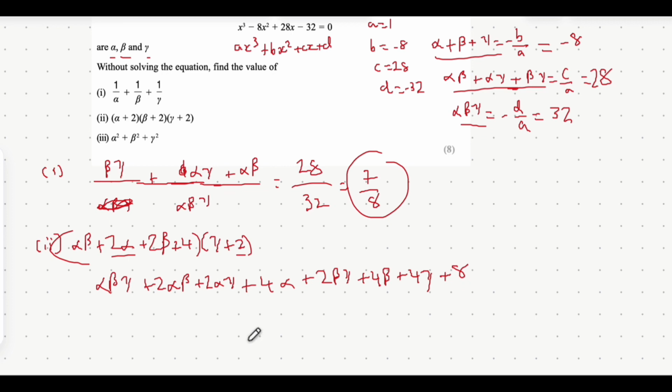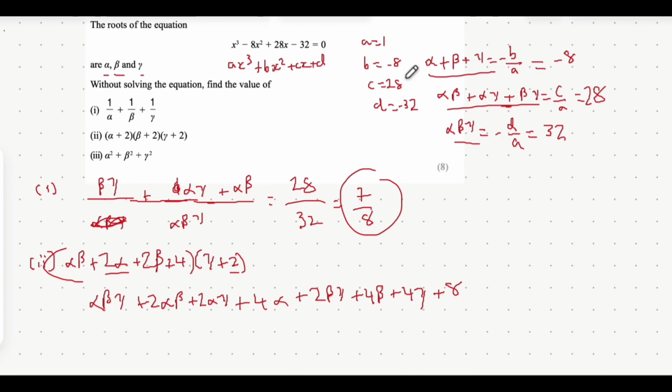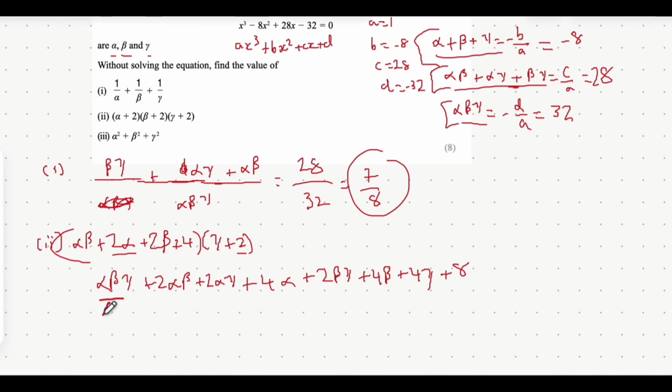Once it's in this format, you can spot relationships between the expression that you formed and the three expressions that I formed beforehand. Alpha beta gamma can directly be replaced with 32. Let's see if we can spot more. We have 2 alpha beta. Do we have 2 alpha gamma? Yes, we do. And do we also have 2 beta gamma? Yes, we do. So these three components combine to give you 2 lots of whatever this component gives you, which is 28. So 2 lots of 28.